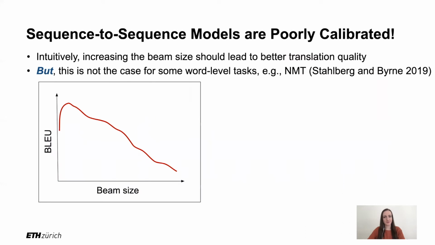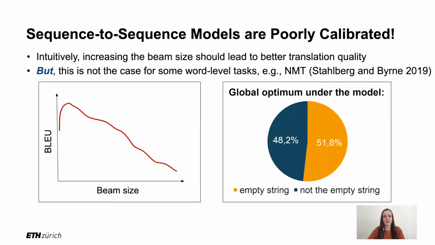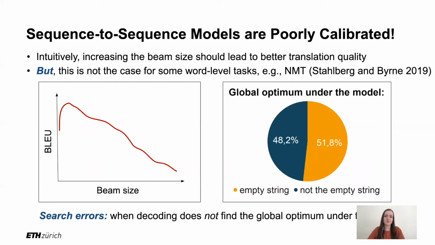Intuitively, you would expect that increasing the beam size should lead to better solutions because you inspect a larger portion of the search space. However, this is not the case for some word-level tasks, for example, machine translation. In fact, the BLEU score starts to decrease after a beam size of around 5. In experiments by Stahlberg and Byrne, for more than 50% of the translations, the empty string was actually the output sequence with the highest probability under the model. These cases where the decoding strategy does not find the global optimum under the model are called search errors.